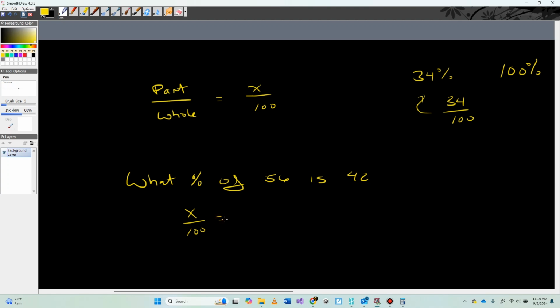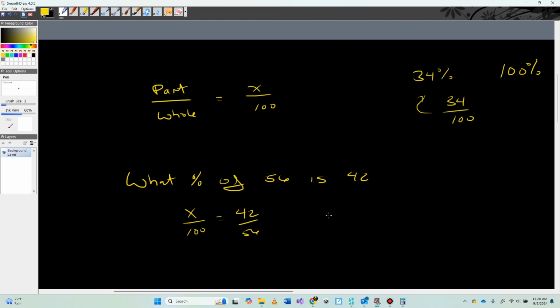So what percent, x over 100, is equal to what? Well, I need to know if 56 is the part of my whole or if 42 is the part of my whole. And it's all about how this is worded. So what percent of 56 is 42? How this is written, 56 is my whole and 42 is my part. So that's going to be equal to 42 divided by 56. So if there was a percentage, like let's say 78%, is 78% of 56 42? That's basically what it's asking.